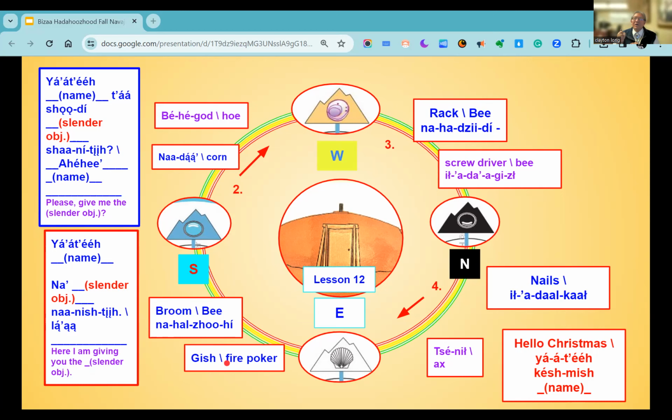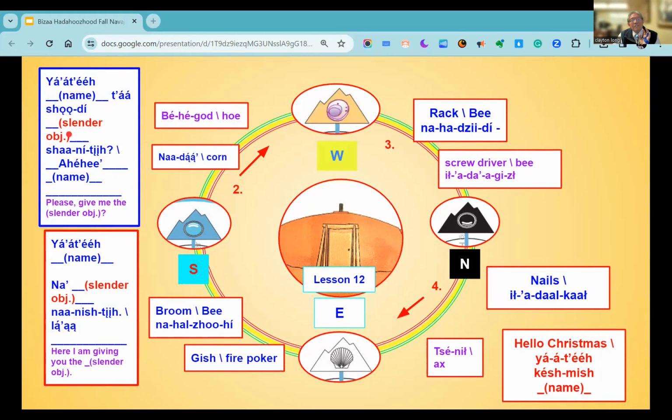The fire poker was kind of like a weapon, and gish became very important. It says every home should have a gish. Gish, right? G, gish. So we have a G sound, so gish. All right. So anyway, Shaanítįįh Jada, I'm asking Jada, Ashwante gish.